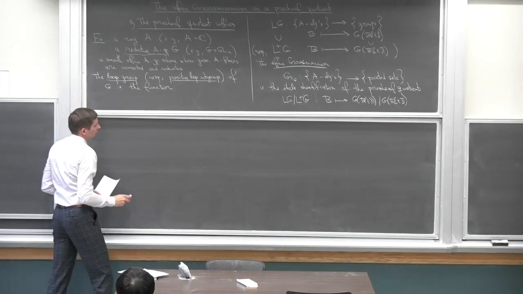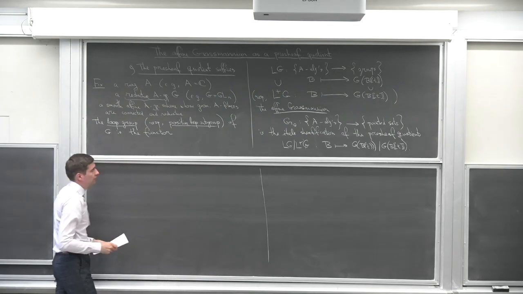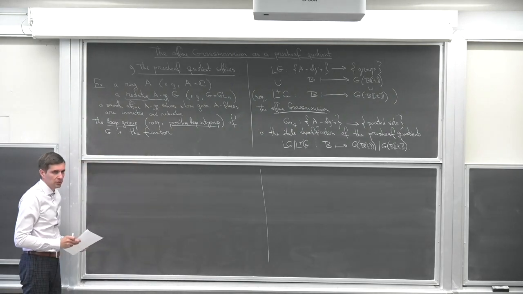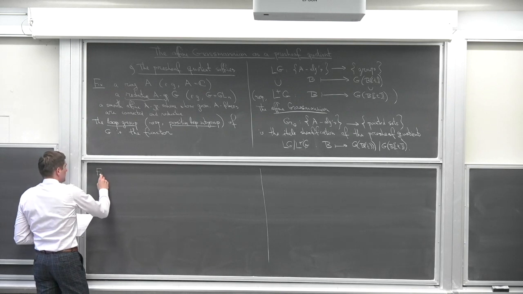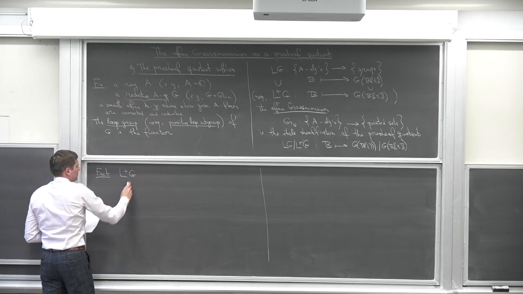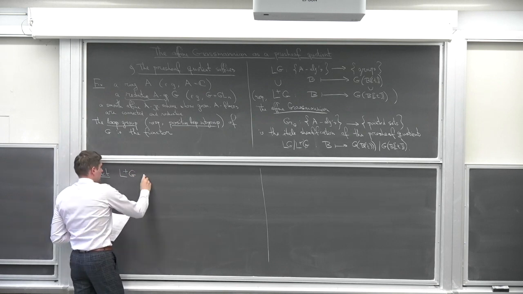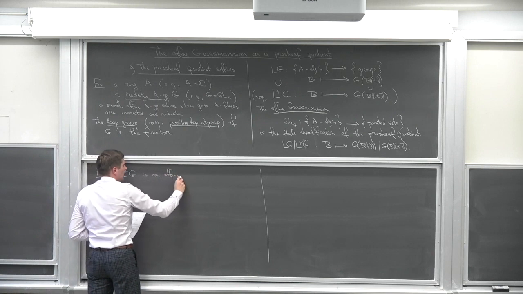All right, so now let me very briefly review the geometric properties that these functors enjoy. The easiest one is just the positive loops, L^+G. That's just an affine A-scheme.